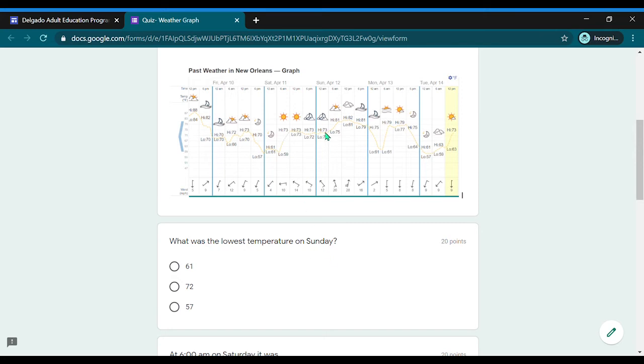So you've got to make sure you find Sunday. And we see here Sunday is right here, these four blocks pretty much right in the middle. If I look on Sunday, I have some low temperatures and some high temperatures, and the lowest one is 72. So it doesn't matter that that's a higher number than 57, because it's the lowest on Sunday.